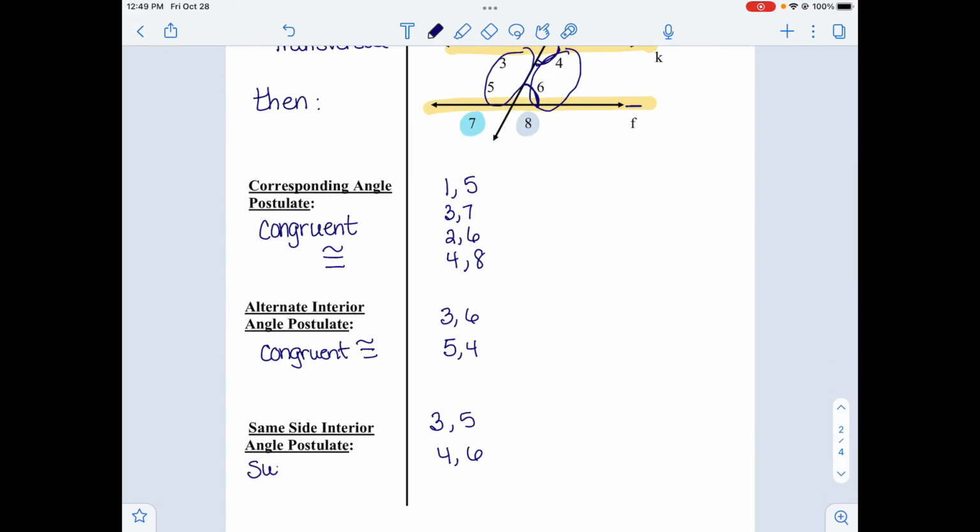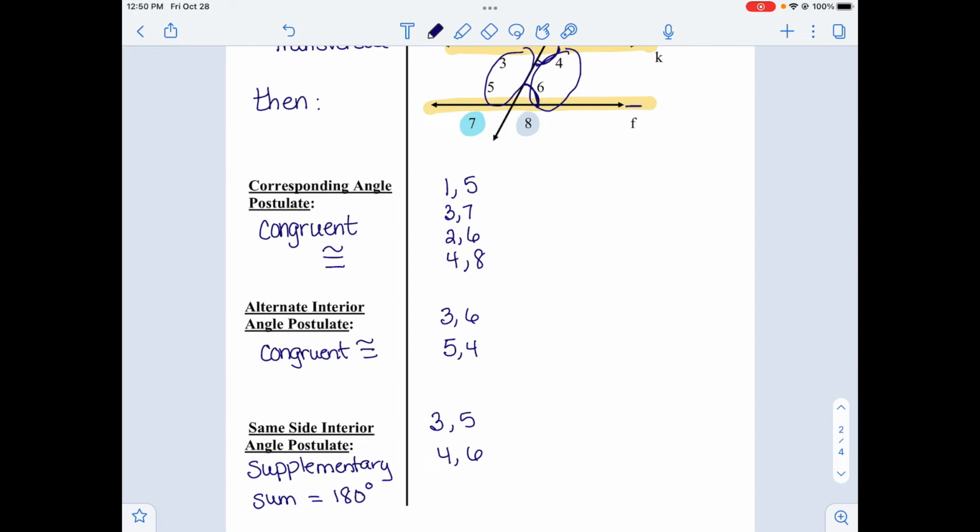So this is some prior knowledge that you should have. You should also know what vertical angles are, and what kind of relationship they have when you have a straight line. So the sum of these equals 180 degrees.